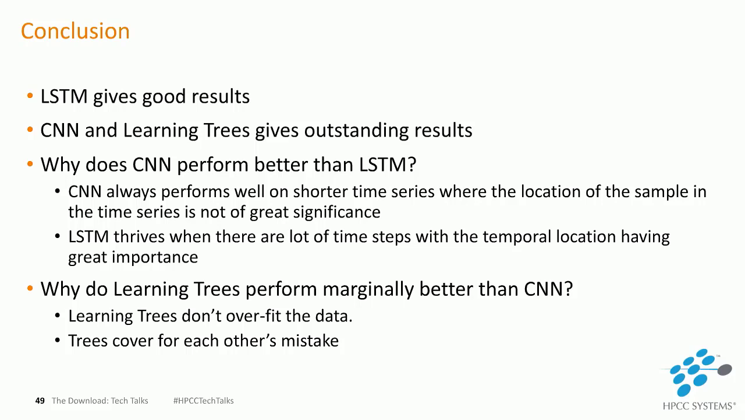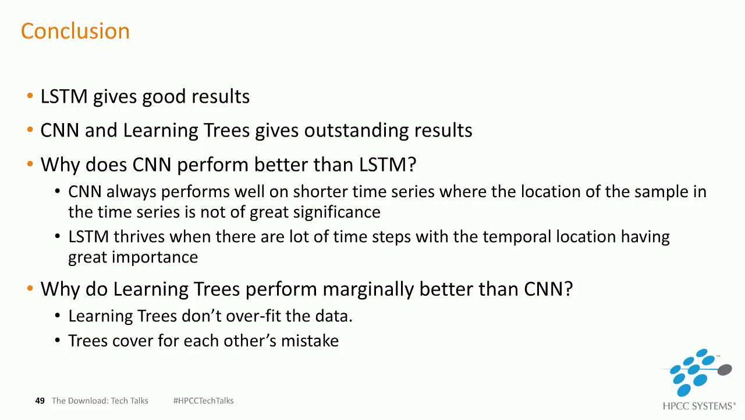But the surprising thing is learning trees is actually performing marginally better than even a one-dimensional CNN. The reason for this is pretty simple. Learning trees, one, do not overfit the data at all. It has the least tendency to overfit the data because, as you can see, we have actually taken a subset of the input features. So there's very little scope for any overfitting to take place.